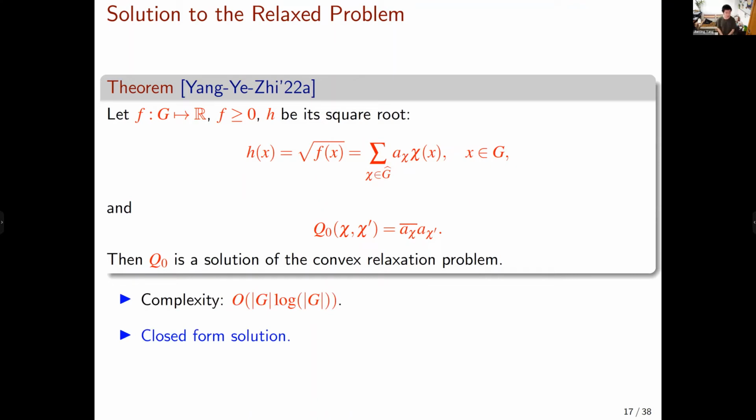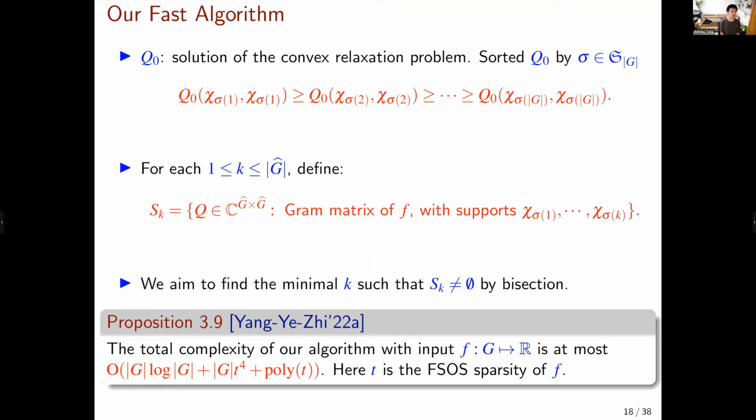So this theorem gives us a closed form solution of the convex relaxation problem. And of course, we can use FFT and inverse FFT to compute the function h(x). So the complexity is quasi-linear in the cardinality of group G. However, the solution of the convex relaxation problem gives us a Fourier sum of squares, but this Fourier sum of squares is dense. So we must do some truncation in order to find a sparse solution.